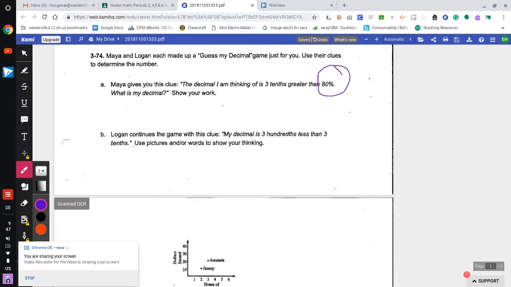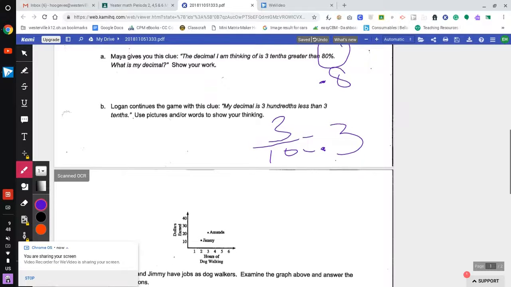Logan then continues the game with his clue. My decimal is 3/100 less than 3/10. So again, you could write your 3/10 as a decimal. And looking at that decimal, what is 3/100 less than that? So you're going to have to do some subtraction as well. And going back to A, there is your decimal. How do you get greater than 3/10 using that?